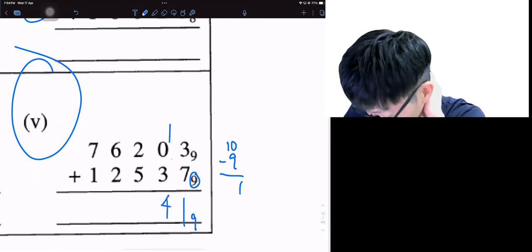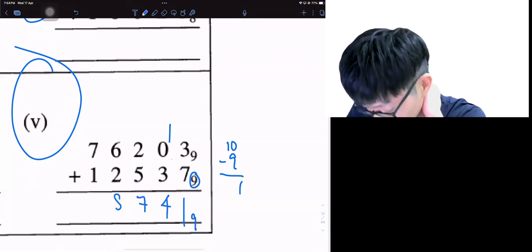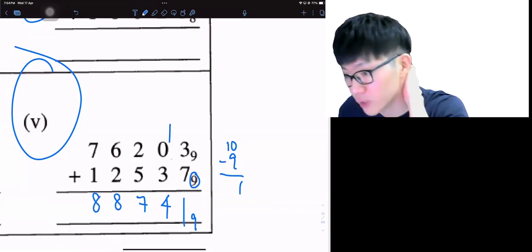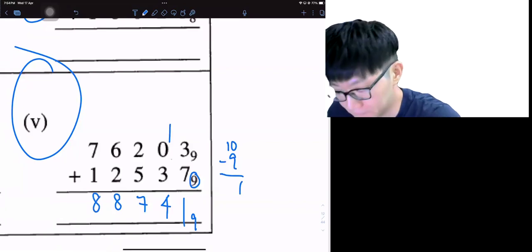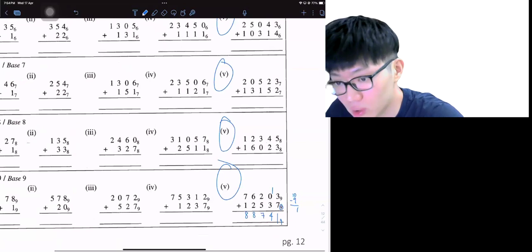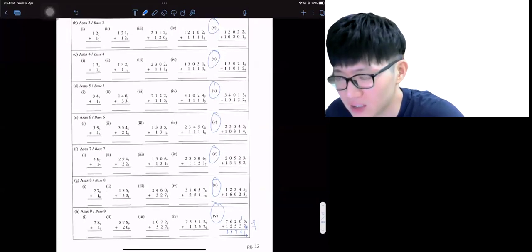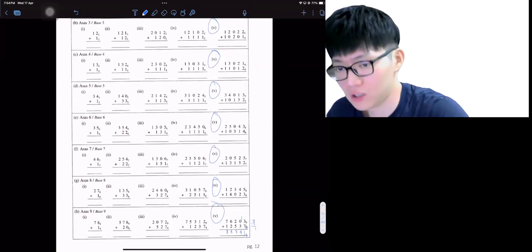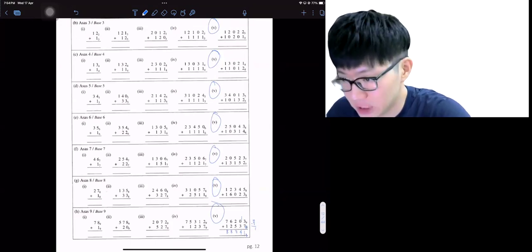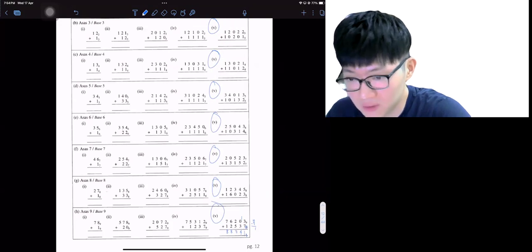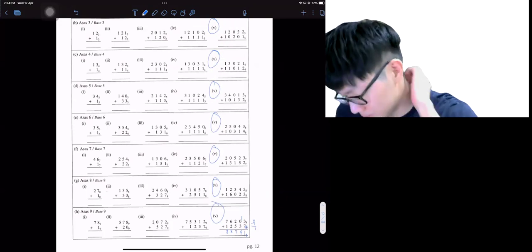So 4, 7. Okay. The rest are basically free. Any more questions? So hard, right? No problem. It's just a matter of whether you're used to it or not.